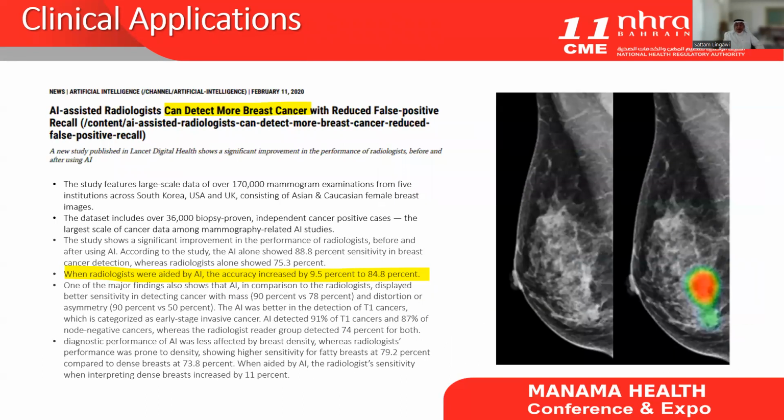Moving into breast imaging, it certainly can help in detecting breast cancer lesions, particularly in dense breast parenchyma. When radiologists were aided with artificial intelligence, accuracy increased by 9.5%, up to 84% accuracy in detecting small lesions in dense breast parenchyma.